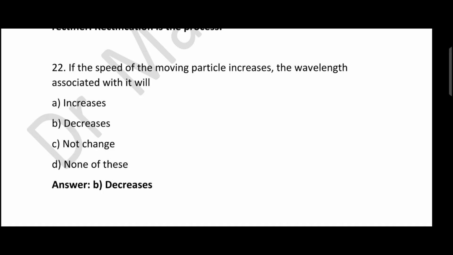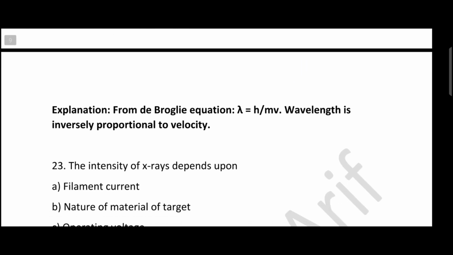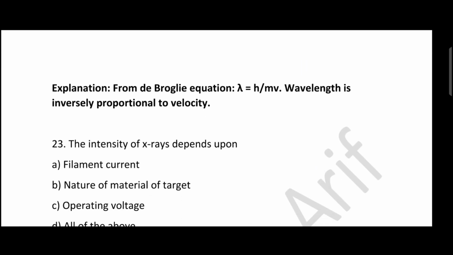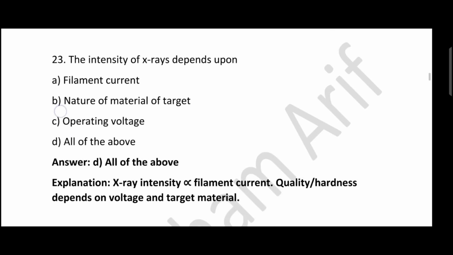If the speed of the moving particle increases, the wavelength associated with it will, correct answer is option B, that is decreases. Because from de Broglie equation we see that wavelength is inversely proportional to velocity. The intensity of X-rays depends upon, correct answer is option D, that is all of the above. Because X-ray intensity is directly proportional to filament current and quality or hardness depends on the voltage and target material.